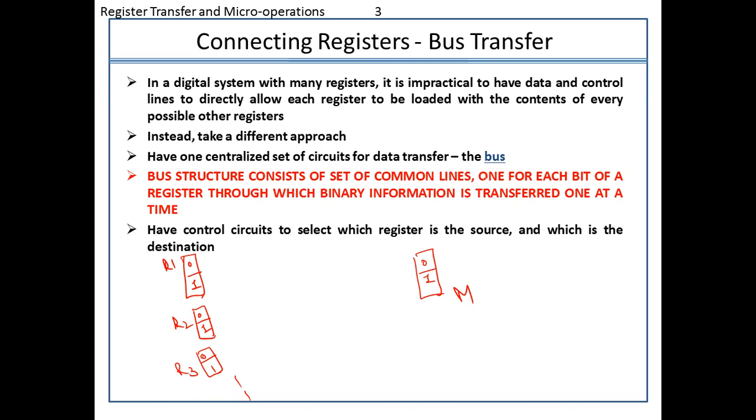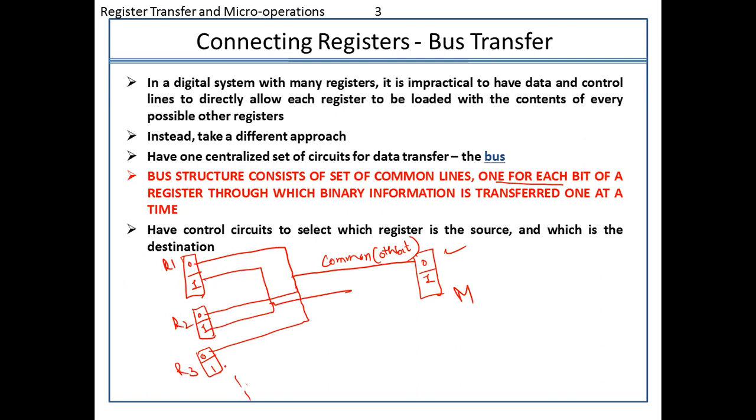For one bit, like the zeroth bit present here, and for those n registers attached here, I could have one common line to transfer the zeroth bit position to this particular register. Similarly, there will be another common line for transferring bit position 1.